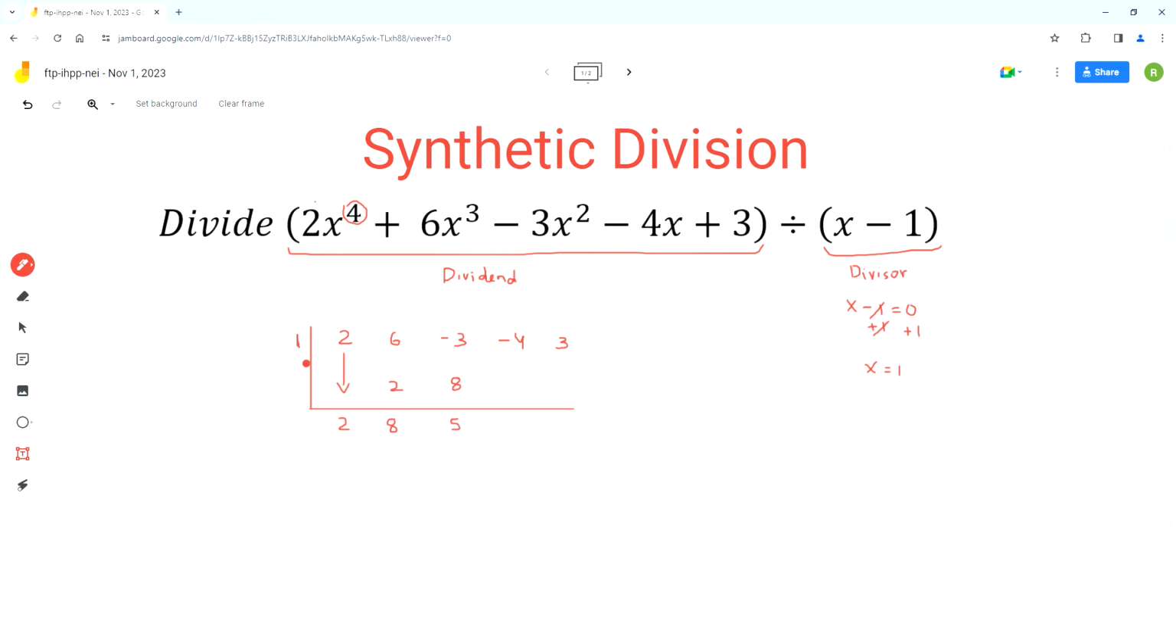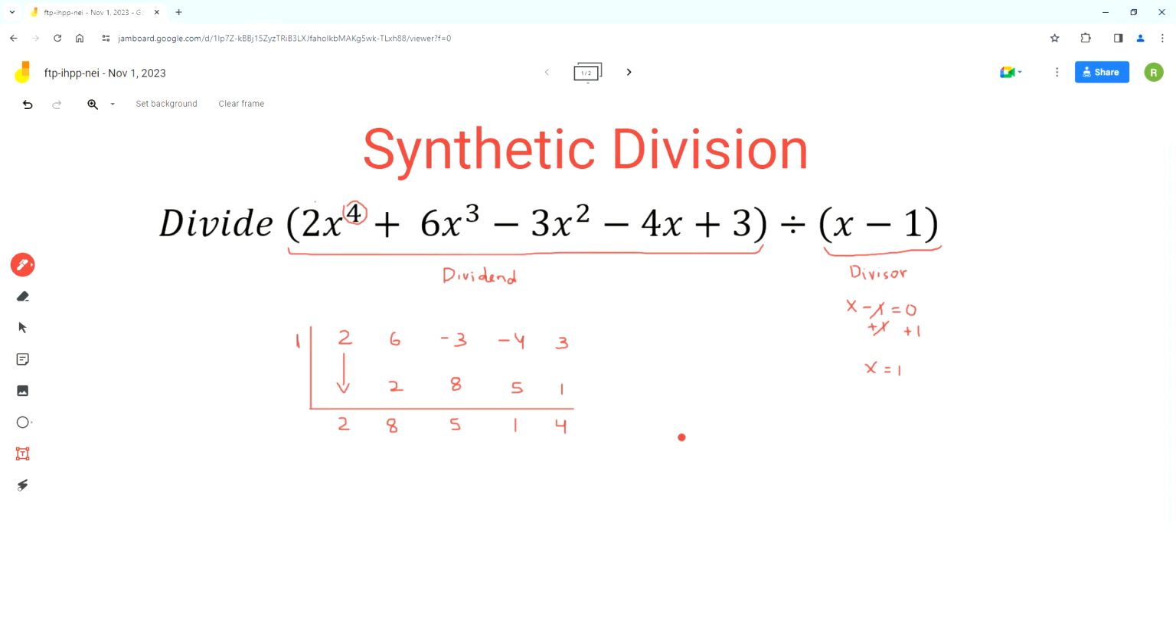And now we repeat the step. So 1 times 5 is 5. We write that under -4. And now we add the numbers in this column. We get 1. And we repeat the step. So 1 times 1 is 1. So we write it under 3. And now we add the numbers in this column. And we get 4. So this is the end of this synthetic division.